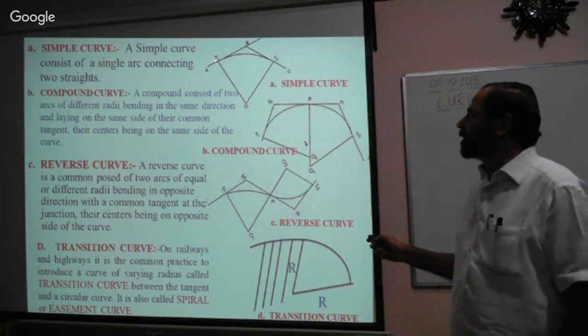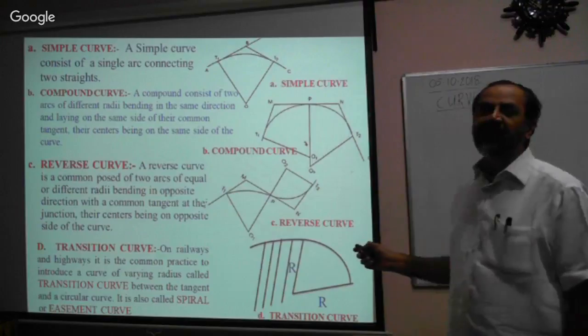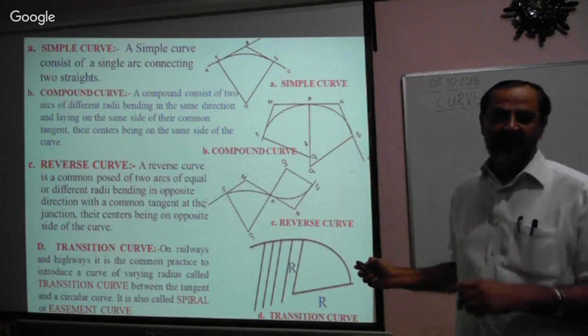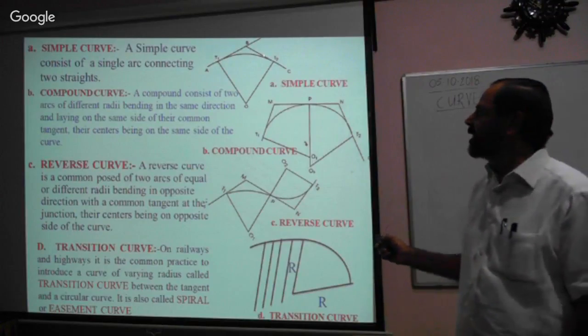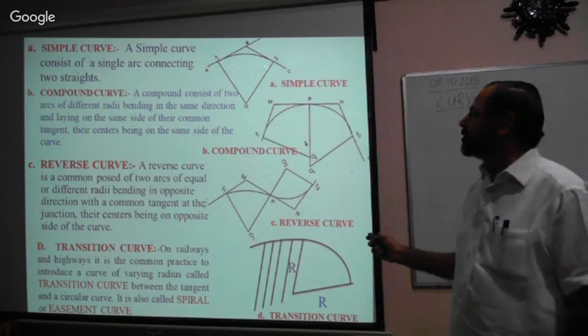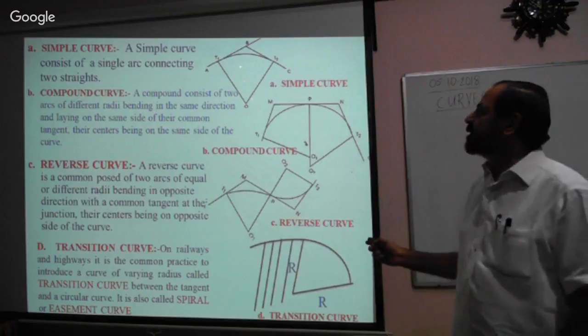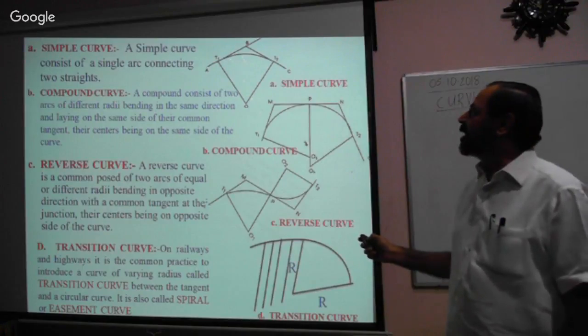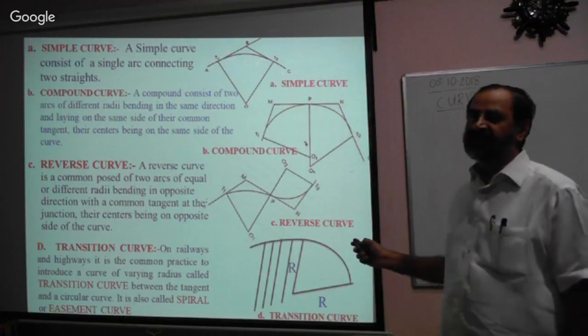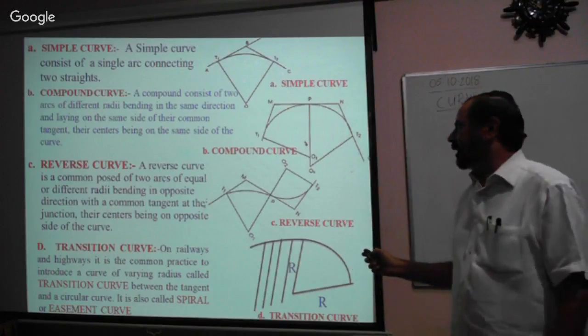Now here, this is the simple curve consisting of the arc of the circle. So from beginning to the end, the radius is the same. That is, a part of the circle is taken as the curve, and it is introduced between the two straights. Simple curve consisting of an arc of the circle.